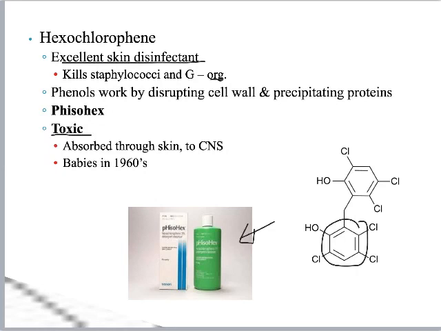They used to use it when babies were born in the 60s. They would scrub them with PhisoHex to clean the skin. So they were disinfecting the babies, and it actually got absorbed through the skin, and it affects the central nervous system. So it caused problems with the babies. They had learning difficulties. Okay, it is available. I mean, they still use it for skin disinfection, but it's not used on infants anymore.